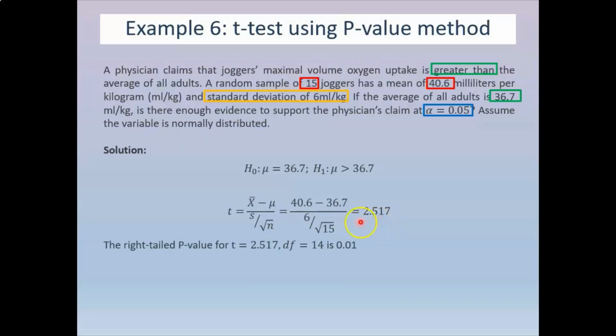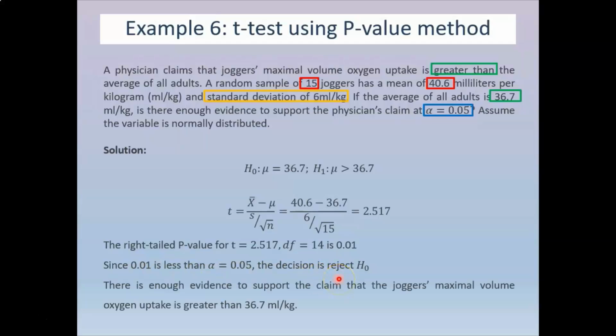Then from the t-test value, we find the right-tailed p-value using the Excel formula just now, and we consider df equals 14, then we get 0.01. And we compare this value with the alpha, and since the p-value is less than the alpha, we reject the H null. And the conclusion is there is enough evidence to support the claim that the jogger's maximal volume of oxygen uptake is greater than 36.7 ml per kilogram.